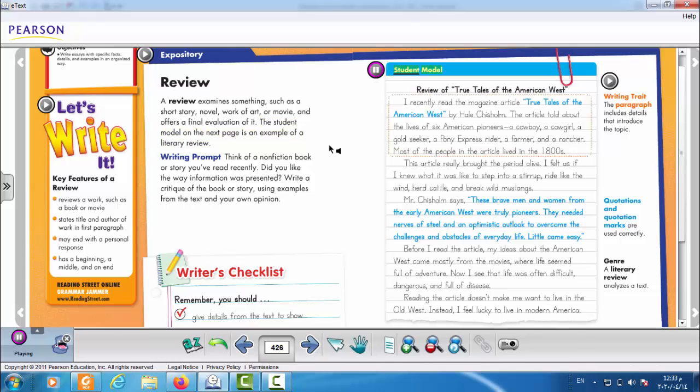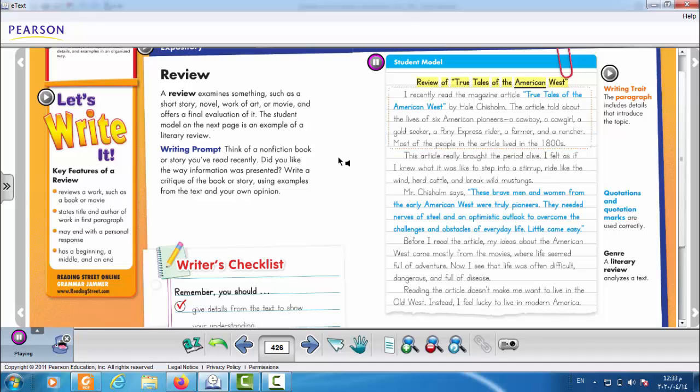Listen. Student model. Review of True Tales of the American West. I recently read the magazine article, True Tales of the American West by Hale Chisholm. The article told about the lives of 6 American pioneers: a cowboy, a cowgirl, a gold seeker, a Pony Express rider, a farmer, and a rancher.